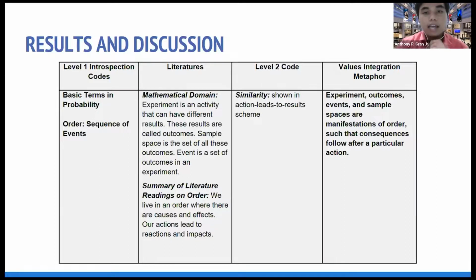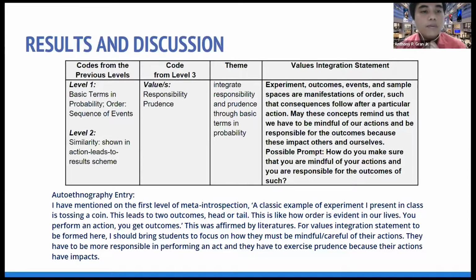So by coding this, I came up with the level two code where I focused on the similarity. That is, both domains are shown in an action leads to results scheme. So based on that code, I crafted the values integration metaphor stating experiment, outcomes, events, and sample spaces are manifestations of order such that consequences follow after a particular action. Continuing on the third level of meta-introspection, I again made use of the autoethnography entry.